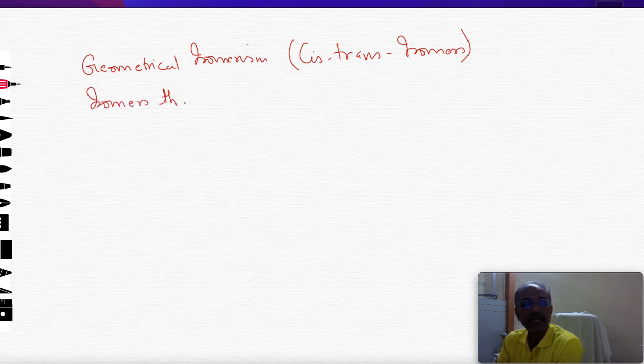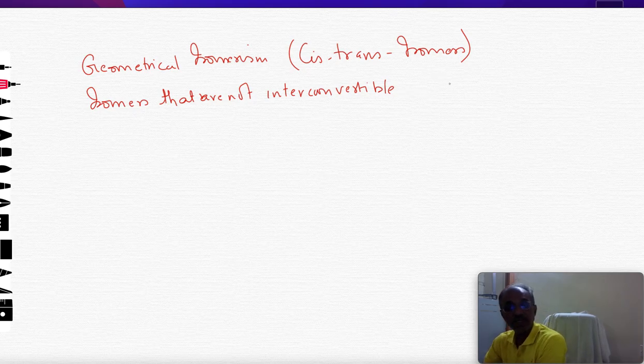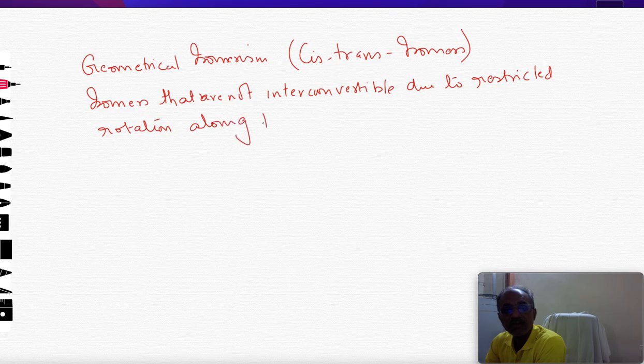That means these are isomers that are not interconvertible. Why? Due to restricted rotation along the pi bonds or double bonds. Pi bonds or double bonds.